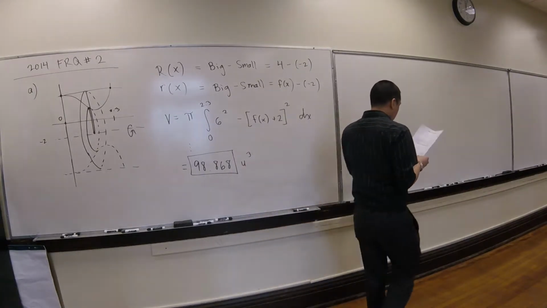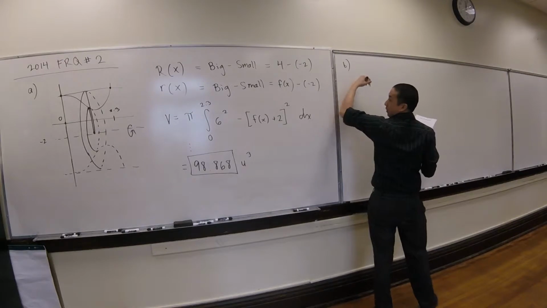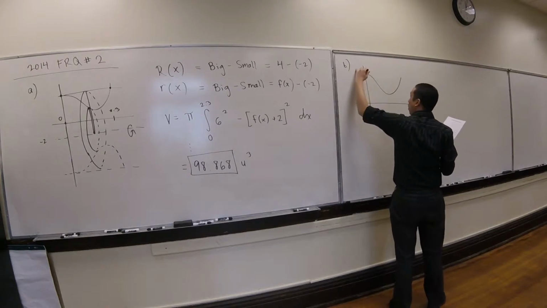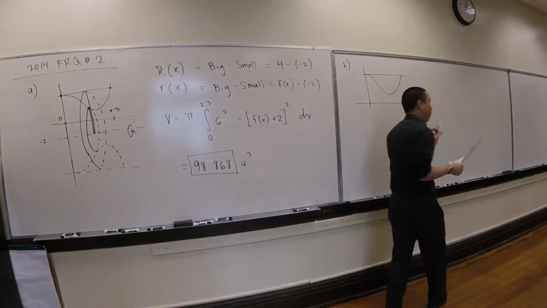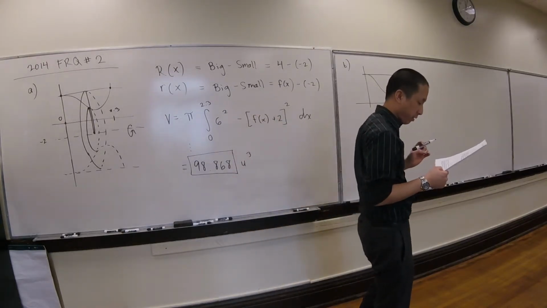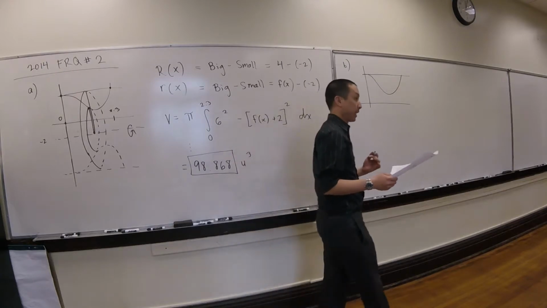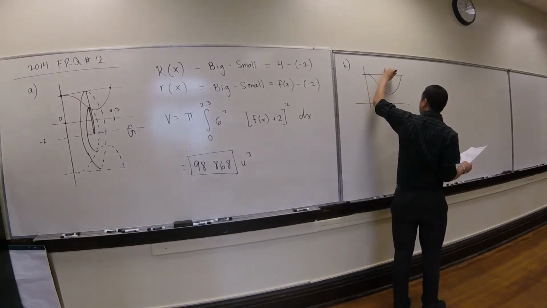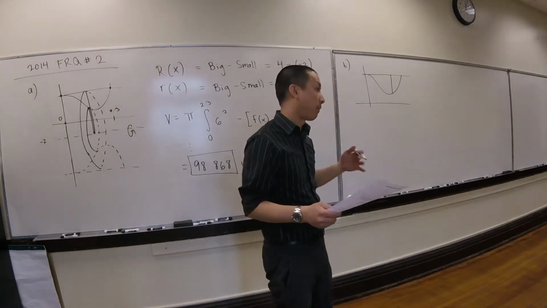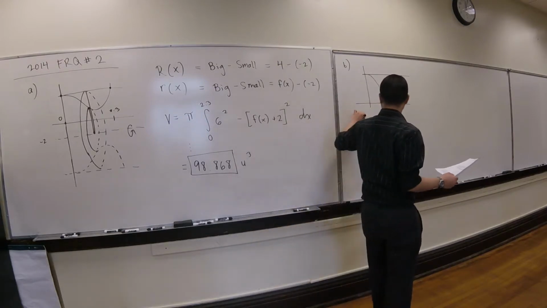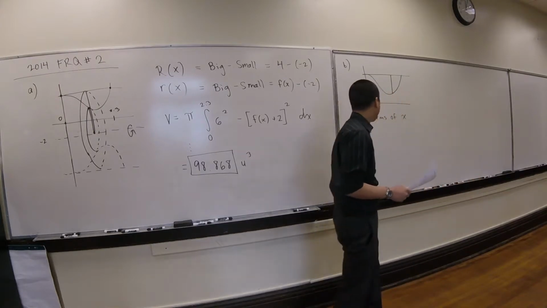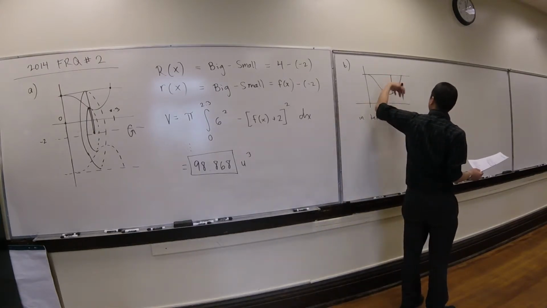In part B, you're using the same region, but this time you're not rotating it, okay? This is your base, and you need to figure out what a cross-section looks like. Well, first of all, it tells you it's perpendicular to the x-axis. Perpendicular to the x-axis tells you that your cross-section is vertical. And because it's vertical, you know you're going to have to do this in terms of x.